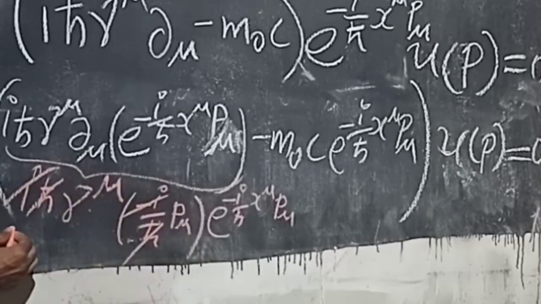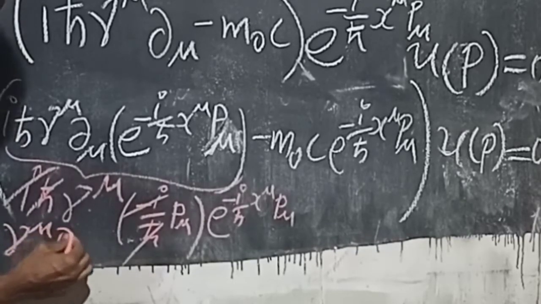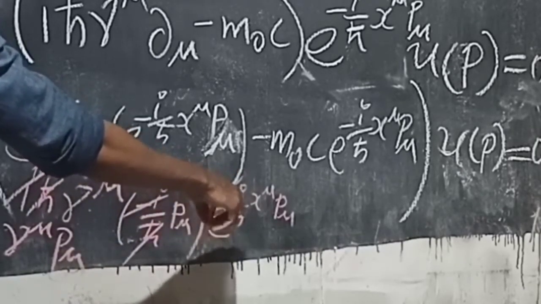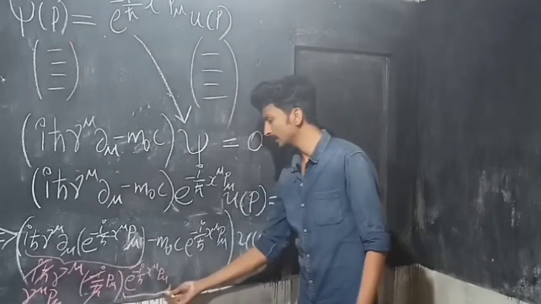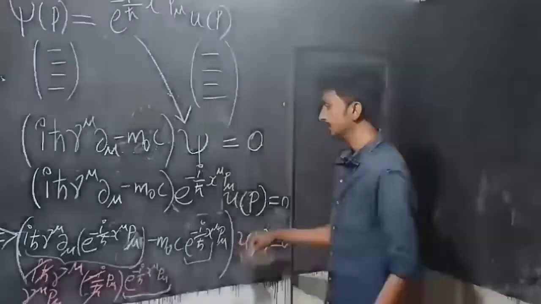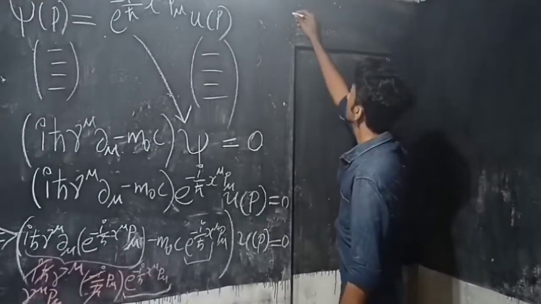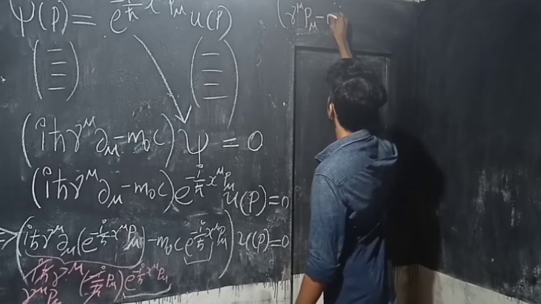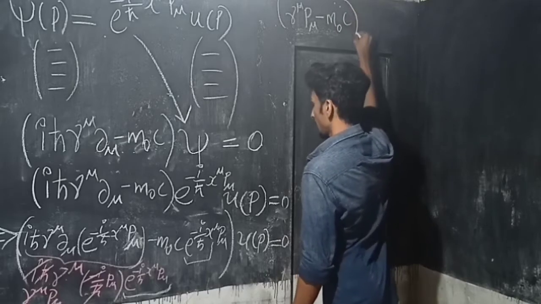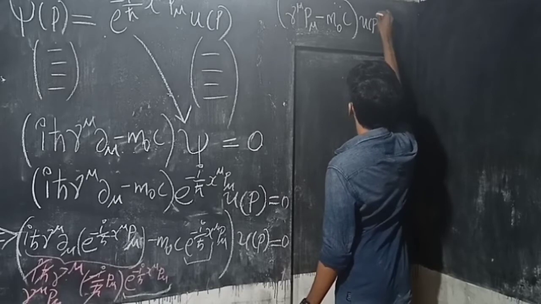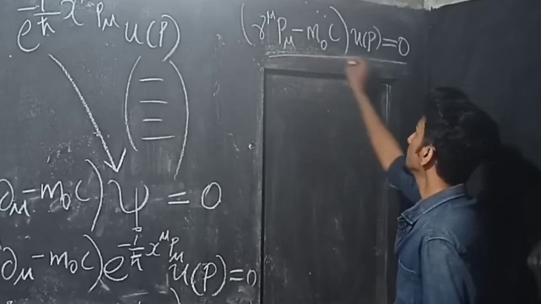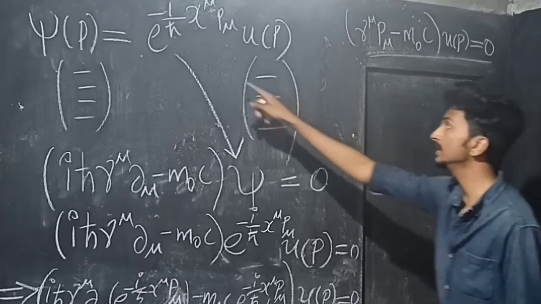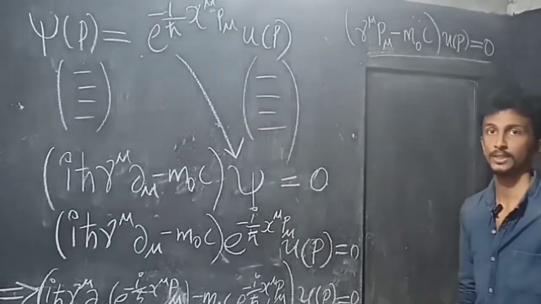So what we get is gamma mu p mu times this exponential, e to the power minus i over h cross x mu p mu. If we take these exponential factors outside this bracket, then we can write this expression as gamma mu p mu minus m naught c, times u of p equals 0. This is a pure algebraic expression. So we can simply find u of p from this expression, and substituting that u of p in the expression for psi of p will give the free particle solutions for the Dirac equation.